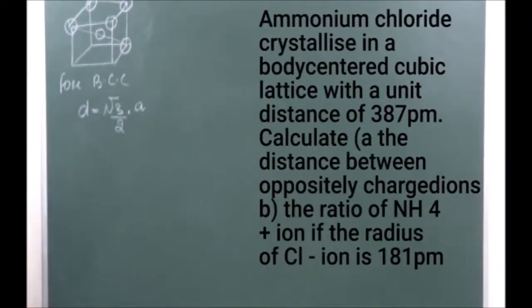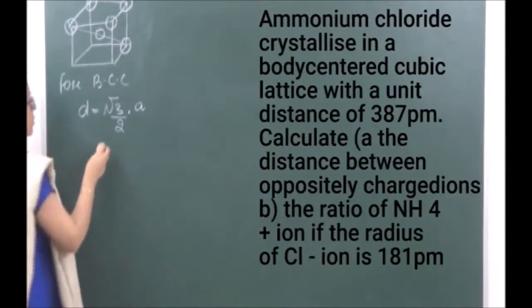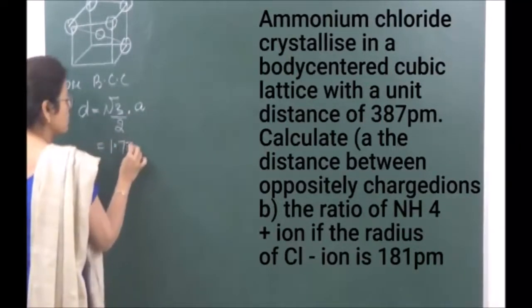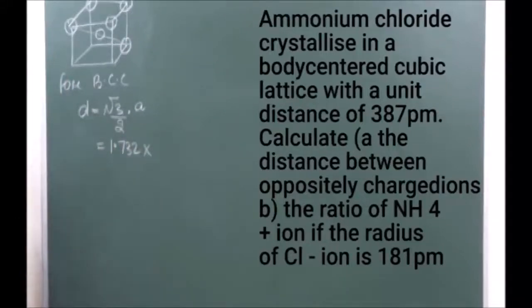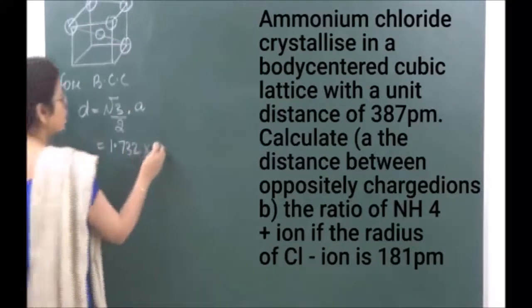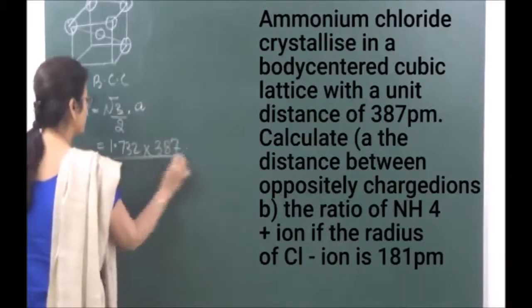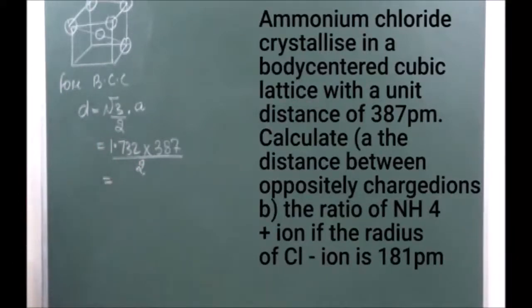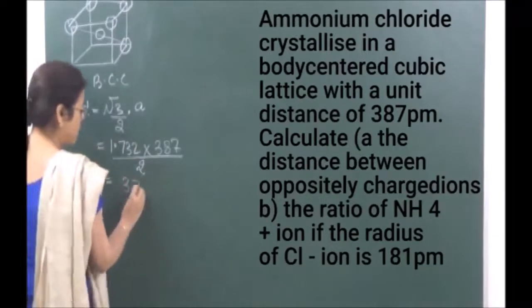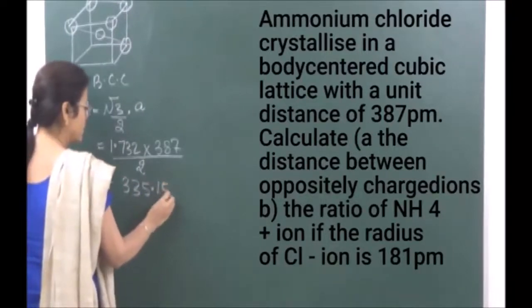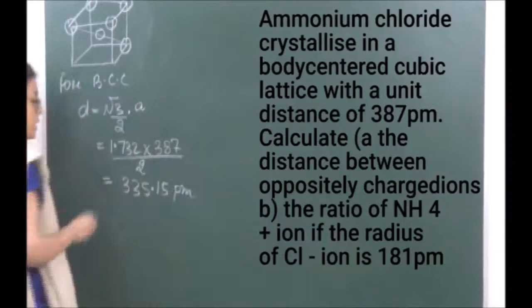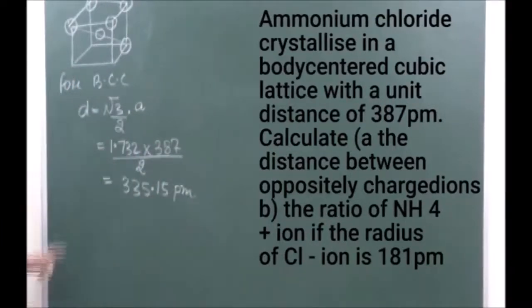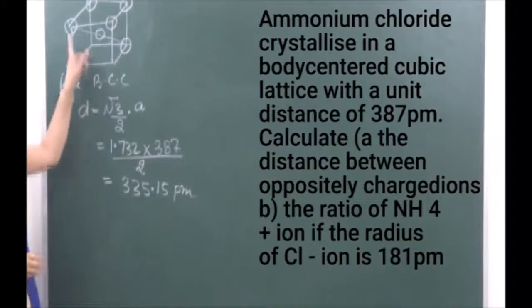Now how much is under root of 3? That is equal to 1.732. And how much is a given to us? a given to us is 387 into 387 divided by 2. After solving, we get 335.15. Now this is the nearest neighbor distance between two ions.